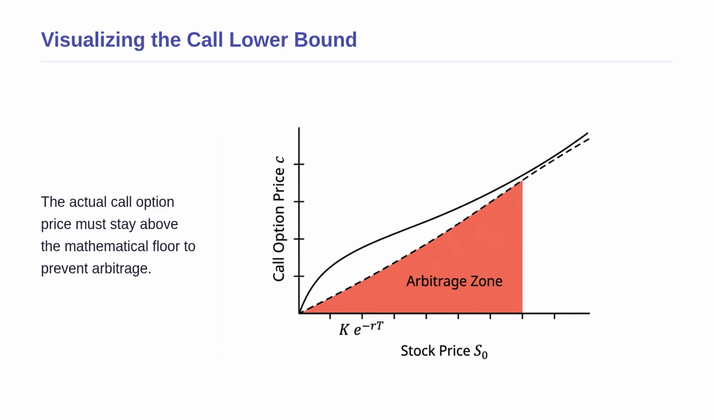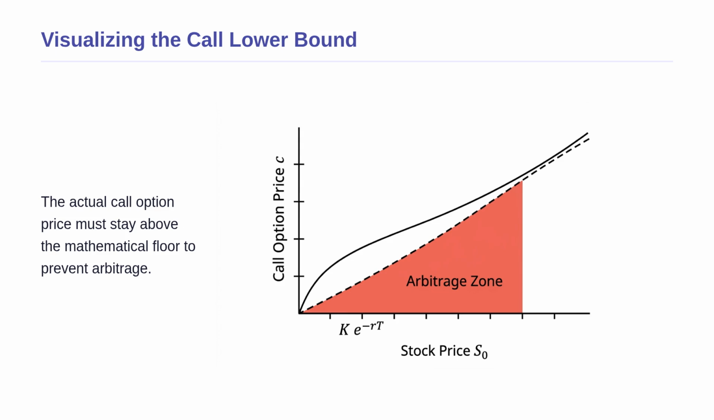Before we apply this formula, let us visualize what this lower bound looks like on a graph. On the horizontal axis, we have the current stock price, and on the vertical axis, we have the call option price. The dashed line represents our mathematical floor, the lower bound we just discussed. Notice how it starts at the present value of the strike price on the horizontal axis. The solid curve represents the actual price of the call option in the market. As you can see, the solid curve is forced to stay above the dashed line at all times.